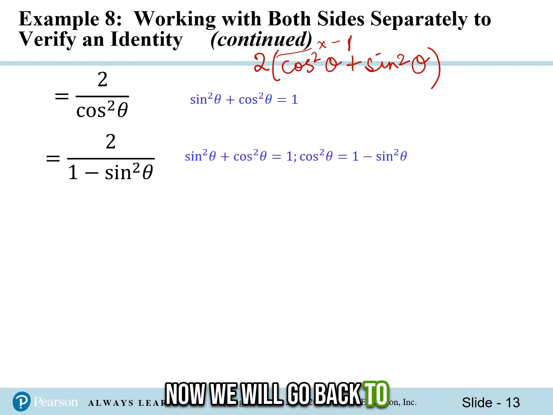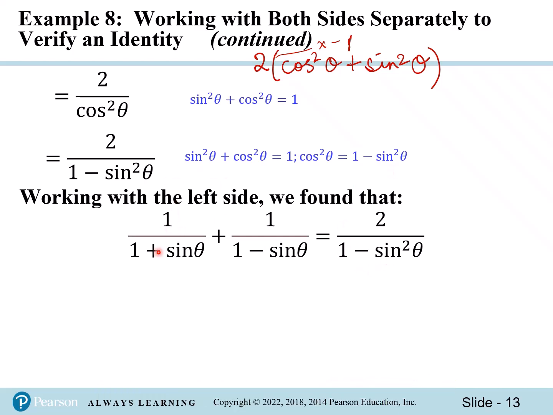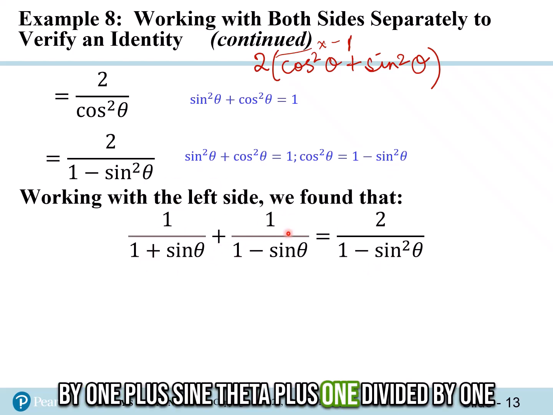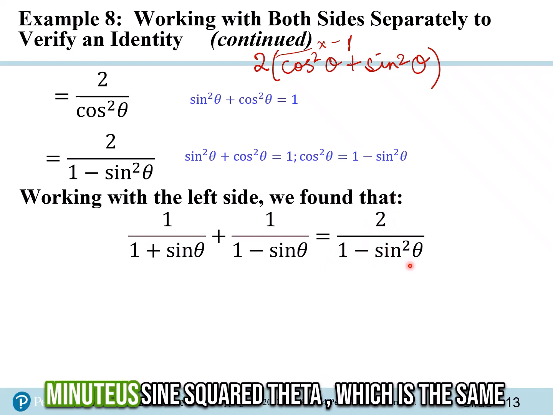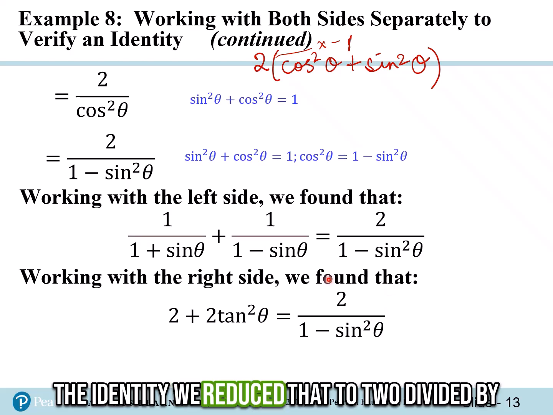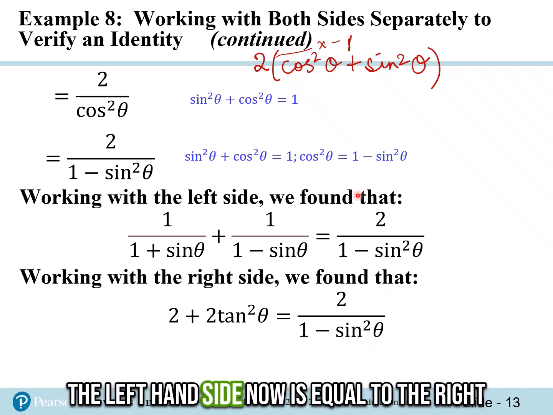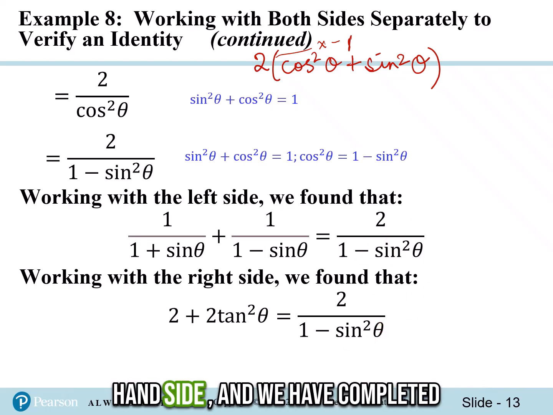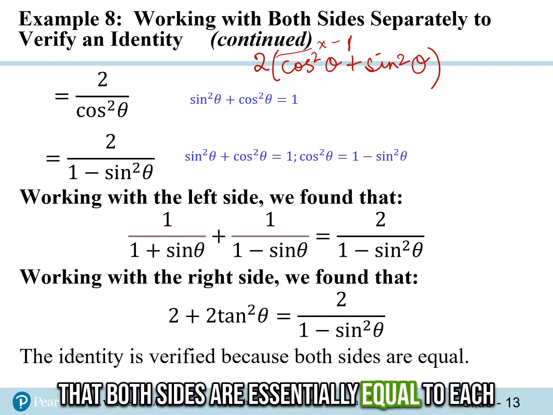Now we will go back to the left hand side of the identity where we had rewritten 1 divided by 1 plus sine theta plus 1 divided by 1 minus sine theta equals 2 divided by 1 minus sine squared theta, which is the same as what we got when we worked with the right hand side of the identity. We reduced that to 2 divided by 1 minus sine squared theta. Therefore, the left hand side now is equal to the right hand side, and we have completed the verification of the identity, and we've shown that both sides are essentially equal to each other.